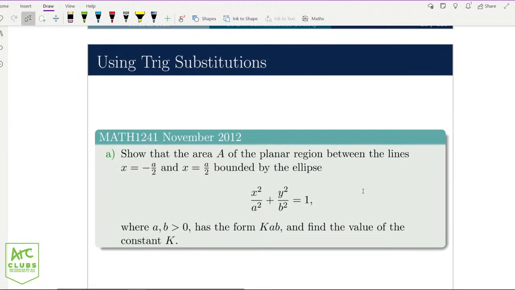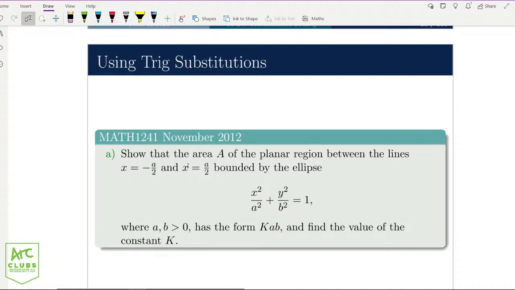So this is our example question from a MATH1231 exam. The question says, show that the area A of a planar region between the lines x is equal to -a on 2 and x is equal to a on 2, bounded by the ellipse given by this expression over here, where both a and b are greater than 0, has the form kab, where k is a constant. The next thing we want to do is find the value of the constant k.